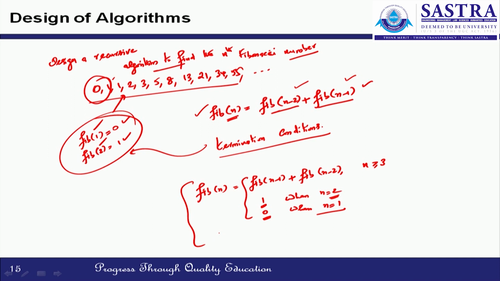This acts as a recurrence relation. This is the actual recurrence relation to find the nth Fibonacci number. Fib of n is equal to fib of n minus 1 plus fib of n minus 2. This is true when n is greater than or equal to 3. Else, you need to check these proper termination conditions so that the algorithm can be easily written.